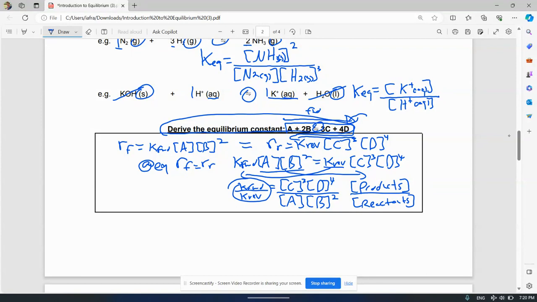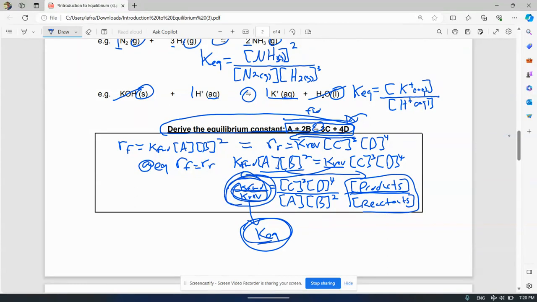This k forward over k reverse is basically absorbed into one constant. So when you do your products over your reactants, that's basically your rate constant for the forward over your rate constant for the reverse, and that is your K EQ, your K equilibrium. That's what that ratio is. That's where it's derived from. You don't have to do this every single time. Just know that this K value is an incorporation of this rate idea.